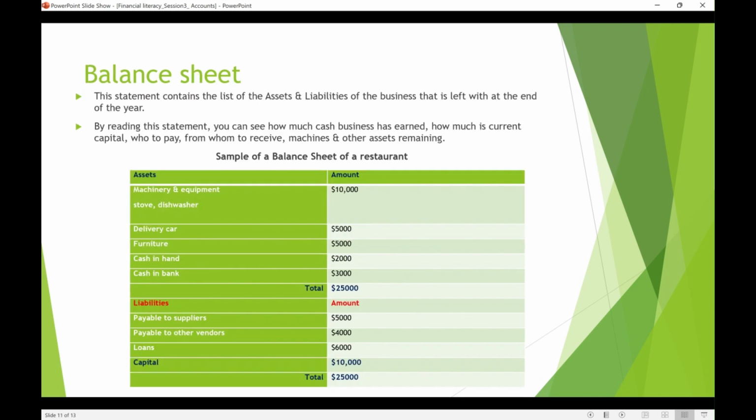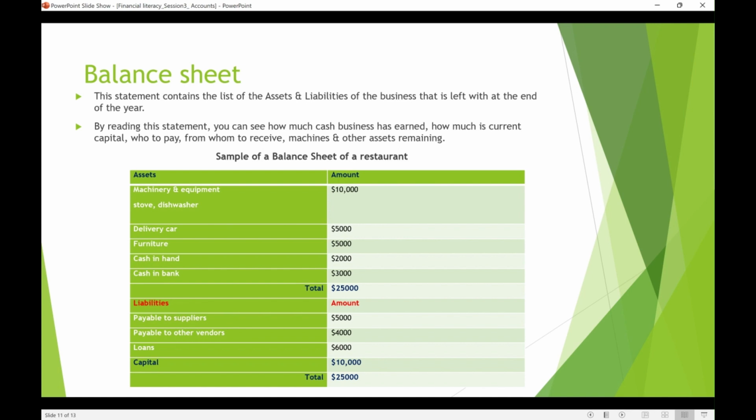So we know that. Let's look quickly at the balance sheet. The balance sheet is about the assets and liabilities the company has. The statement contains a list of assets and liabilities. Let us see a simple example, a restaurant example again. A restaurant has machinery and equipment. These are all assets, like a vehicle and furniture. They have cash in hand and cash in bank.